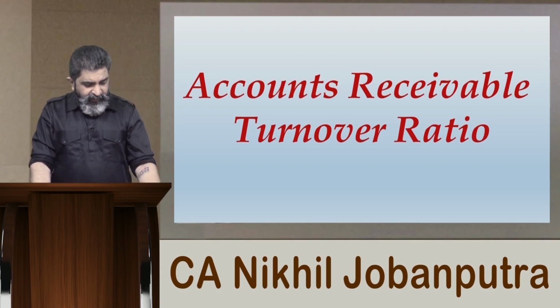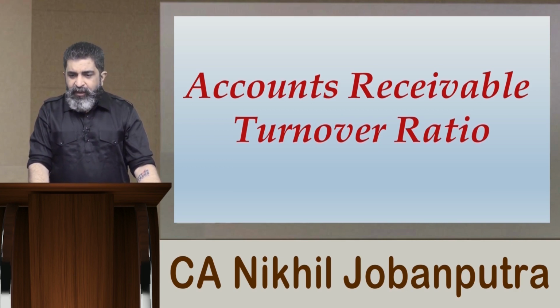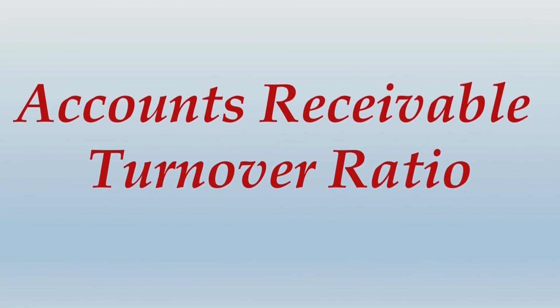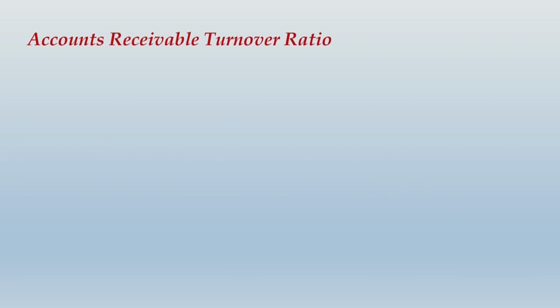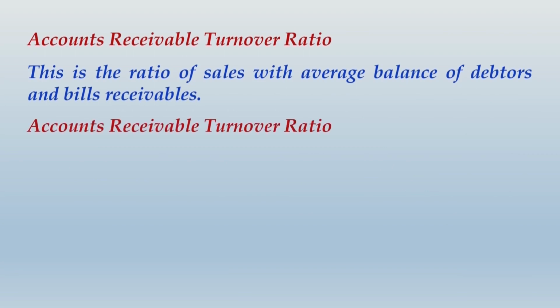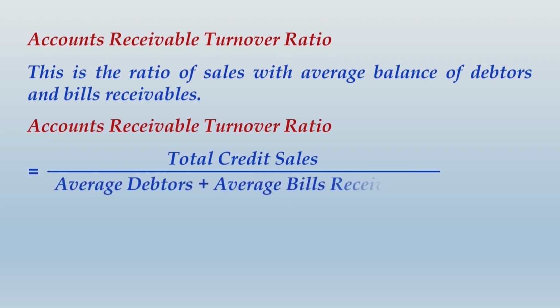So let us begin with some notes writing. Over here, something very important. So please write in your notes under the heading accounts receivable turnover ratio. Once you have written that heading, under that heading please write, this is the ratio of sales to the average balance of debtors and bills receivables. How is accounts receivable turnover ratio expressed? It is expressed as total credit sales divided by average debtors plus average bills receivables. Let us move ahead and continue writing further.